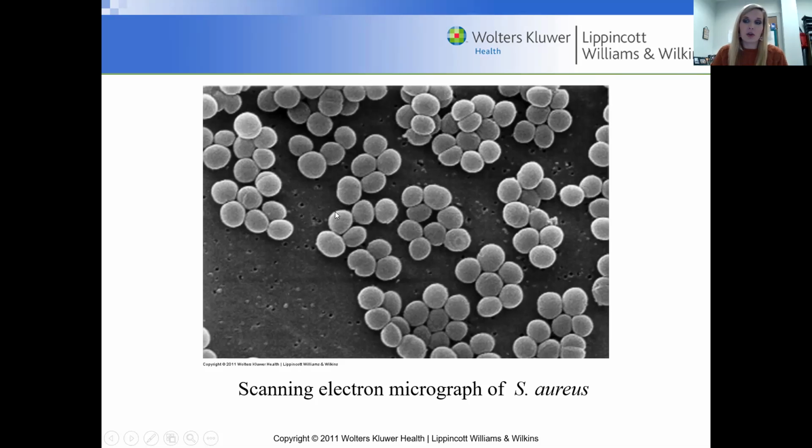So the big thing to know with those electron microscopes, again, is that it uses the electron beam and magnets to help focus that electron beam and see the image. And also know that using an electron microscope, we're able to see up to 100,000 times the object's actual size.